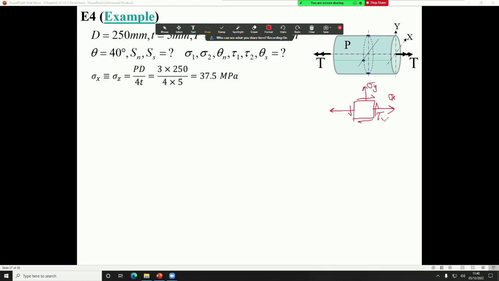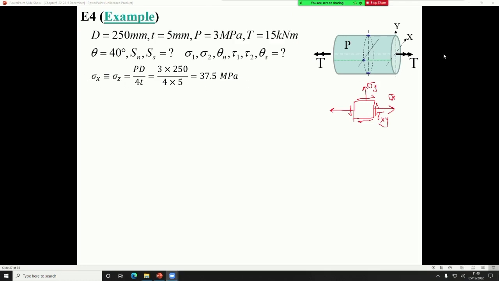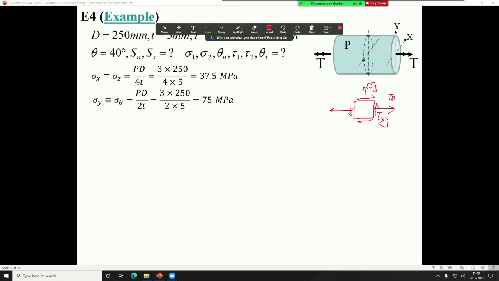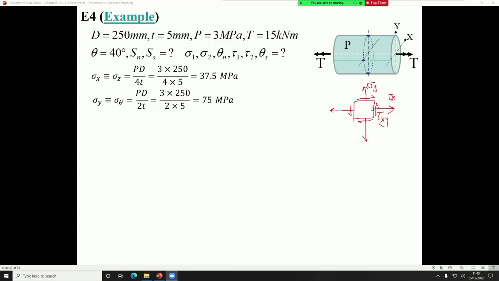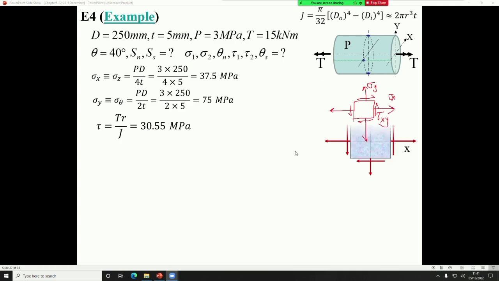I solved a few examples for you on Friday as well. So here we've got sigma x, which is in the same direction as z. Sigma x is the axial stress, PD over 4t. Sigma y is in the same direction as the hoop stress, or circumferential direction, PD over 2t. The shear stress is TR over J. J is the polar second moment of area. This is the approximate value, and this is the exact value.